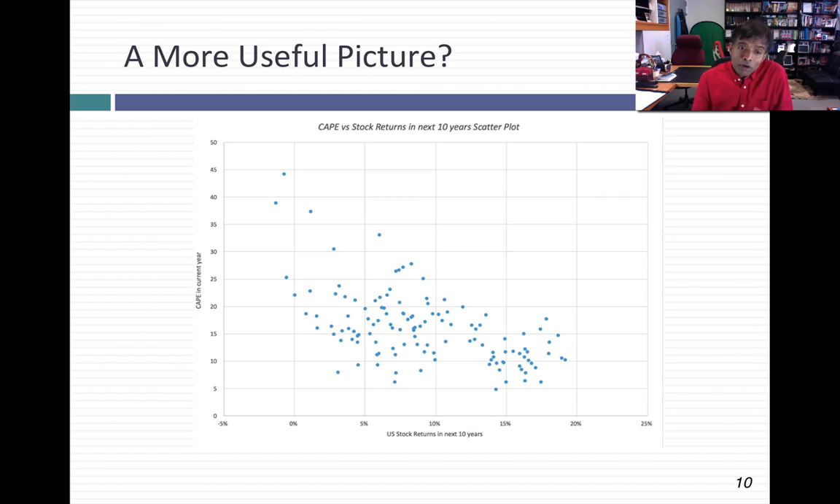You want something stronger? Well, this is the way, in fact, you see most CAPE advocates present why it's such a great market predictor. It's a scatter plot of the CAPE today, the PE today, against the returns on stocks over the next 10 years. I've taken the strongest possible case you can make for CAPE. And you can see that when the CAPE is high today, returns tend to be low. And when the CAPE is low today, returns tend to be high. It's a scatter plot. You're saying, well, that's not very good. Show me some actual numbers.